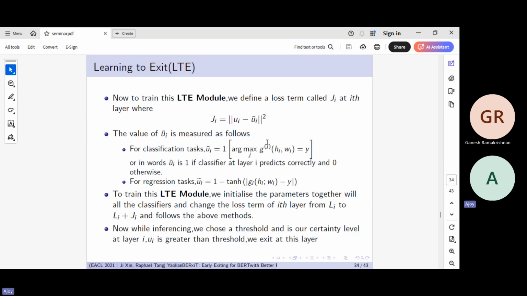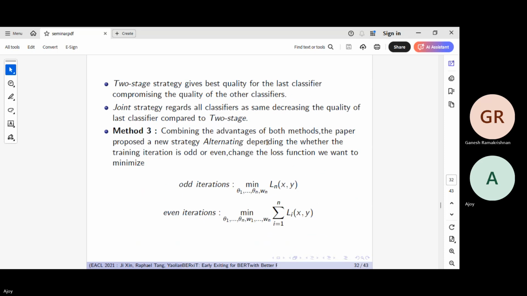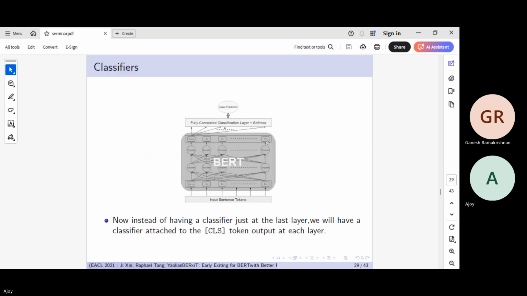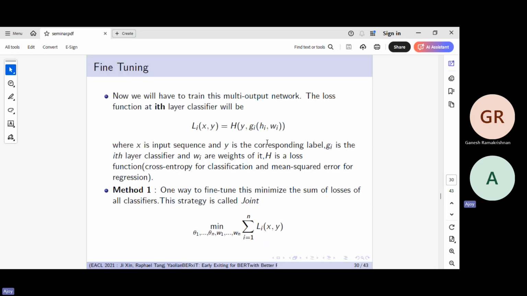We can add an expression of LI. LI is just a cross entropy.